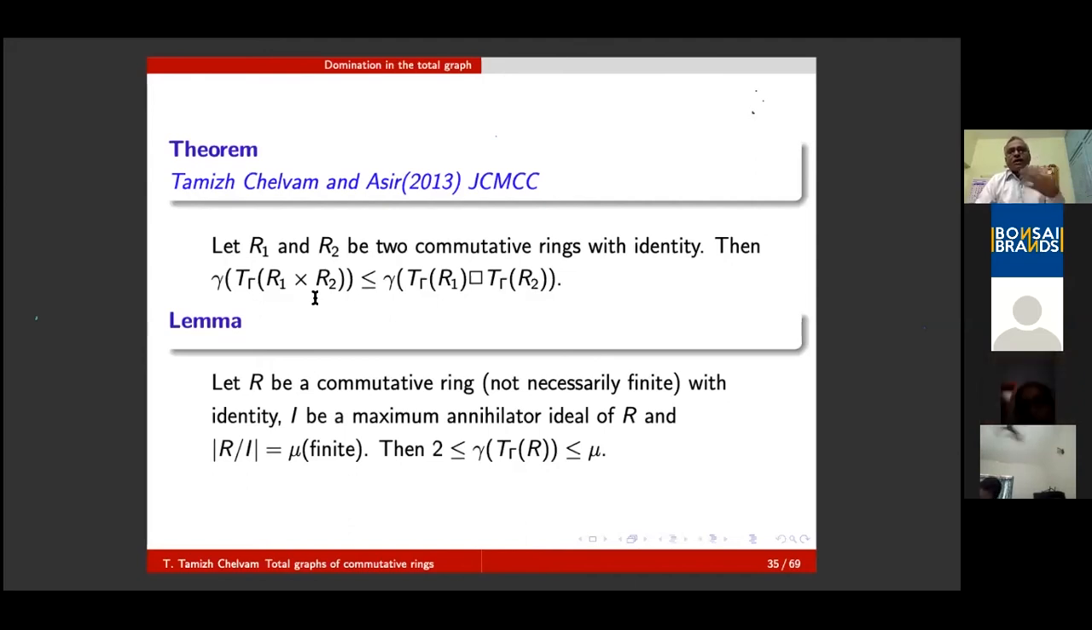Okay, when I say the domination number of Zn in the previous slide, naturally one has to go for a general commutative ring. If R is a commutative ring with identity, I is a maximum annihilator ideal of R, and the quotient ring contains only finitely many cosets, then the domination number lies between 2 and mu. Please note that mu is the number of cosets of the maximum annihilator ideal of R. Annihilator ideal means ANN of A. So naturally, we know the lower bound and upper bound. Automatically the question comes into the picture: when is it equal to the lower, when is it equal to the upper, are the bounds sharp, and so on.